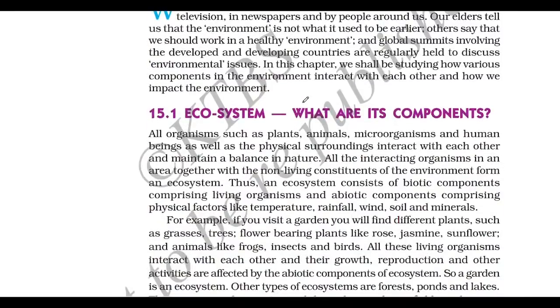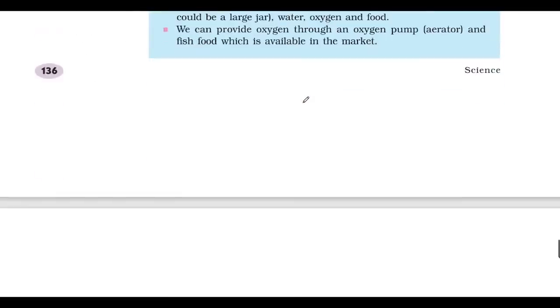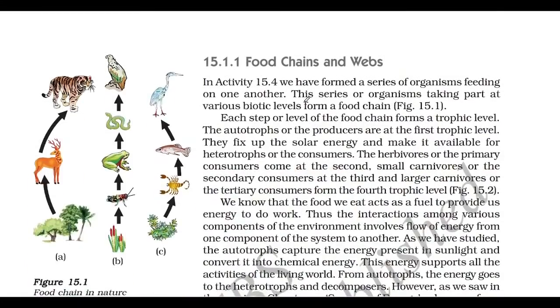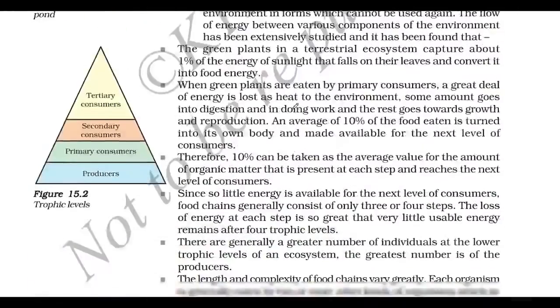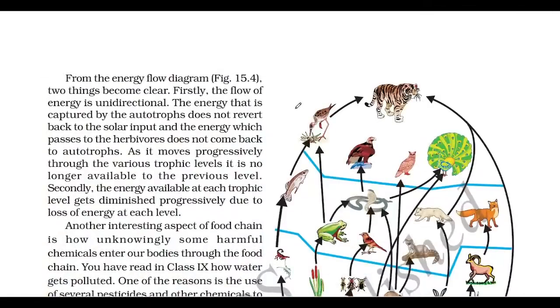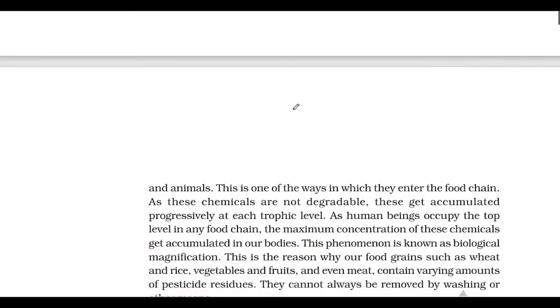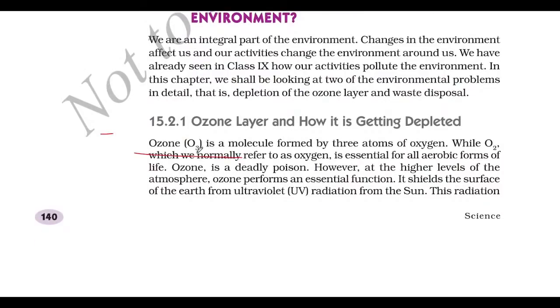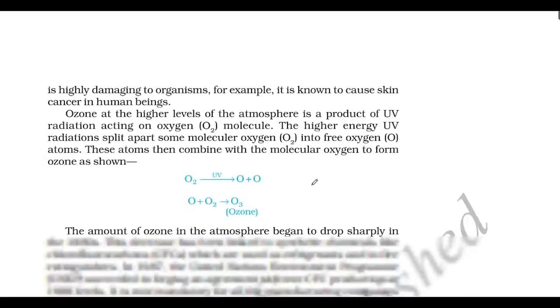And also from our environment, ecosystem, food chain, based on the food chains and food webs, you can expect 1 or 2 mark question. Or based on the 10% law, you can expect ozone. What is ozone? O3 is what? Ozone. Ozone is a deadly poison. It protects us from the harmful ultraviolet radiation from the sun.